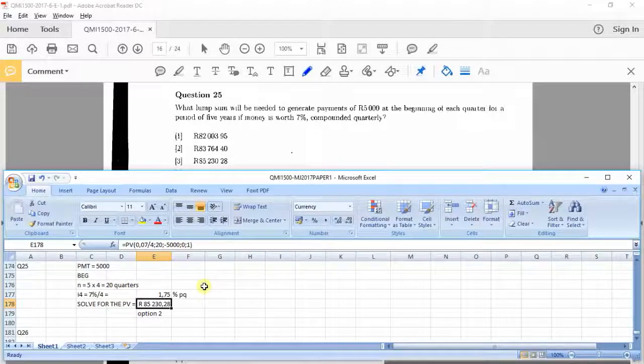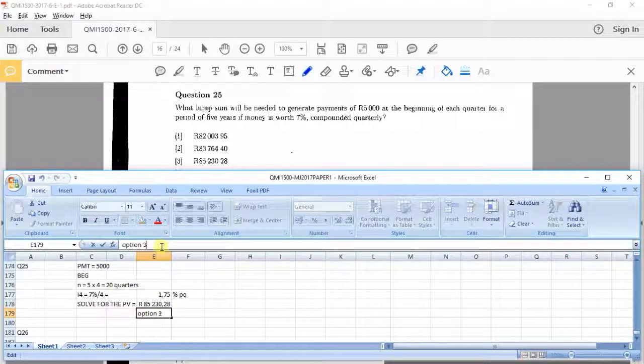83805... Oh no, something went wrong. Okay, let's try again. Shift clear, M clear, reset 0. Okay, so 5,000 payments, 20 N, and then 7 divided by 4 is the I. I want begin mode. Begin mode is shift that, begin mode. And then I want to compute present value.